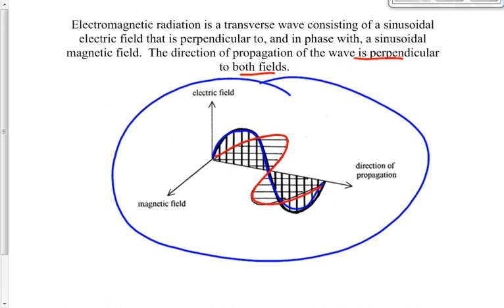What's the cause of this again? We know what it looks like. Okay, we know what the field looks like. Okay, what EMR consists of. What causes it?